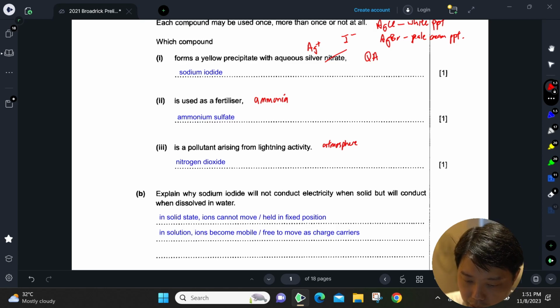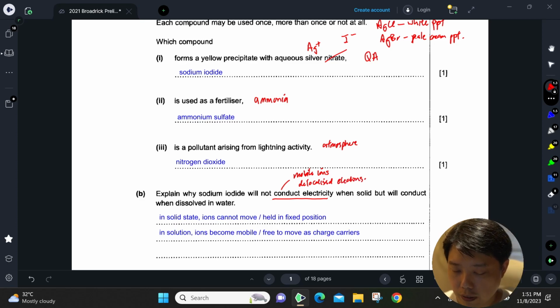Okay, B, explain why sodium iodide will not conduct electricity when solid but will conduct it when dissolved in water. Basically, they are asking you what are the particles that will conduct electricity? So number one, you have mobile ions, which can conduct electricity. You either have mobile ions or delocalized electrons. Electrons, they are free to move.